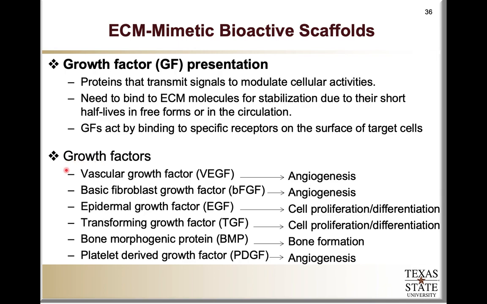Some of the growth factors that are utilized are listed here: vascular endothelial growth factor or VEGF, as well as basic fibroblast growth factor. These are typically utilized together with the platelet-derived growth factor for induction of angiogenesis, which is the development of blood vessels, which is critical for tissue regeneration. Then we have here epidermal growth factor and the transforming growth factor, which are key for inducing cell proliferation and differentiation. And then finally, we have bone morphogenic protein, which is critical for bone formation.